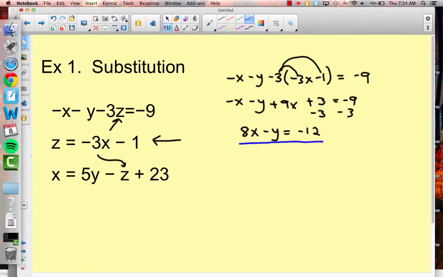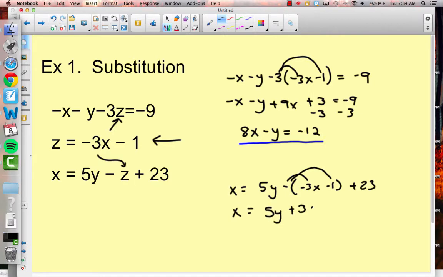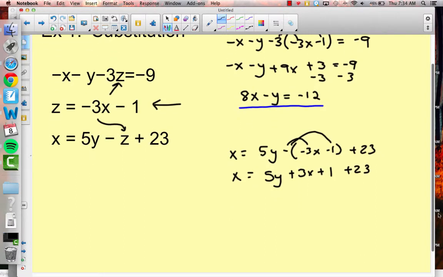All right. Now we're going to do the same thing with the bottom equation. So we're going to have x equals 5y minus our z equation, so negative 3x minus 1, and then plus 23. So I'm going to go ahead and distribute the negatives here, so we get x equals 5y plus 3x plus 1, and then plus 23. You've got to be very careful with order of operations here. Then we're going to combine like terms. I'm going to move this 3x over to the other side. So I get negative 2x equals, there's no other y's, so 5y, and then 1 plus 23 is 24.